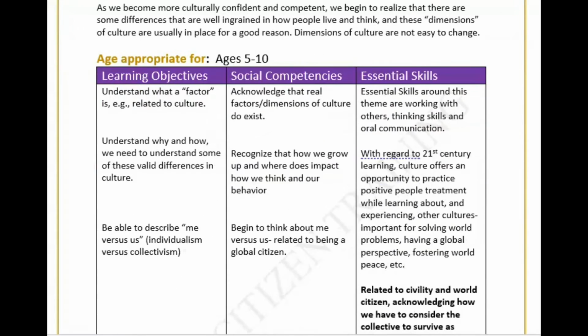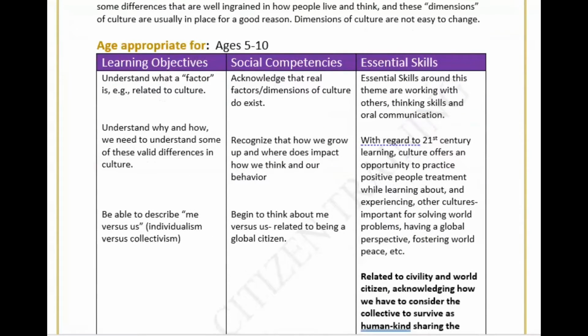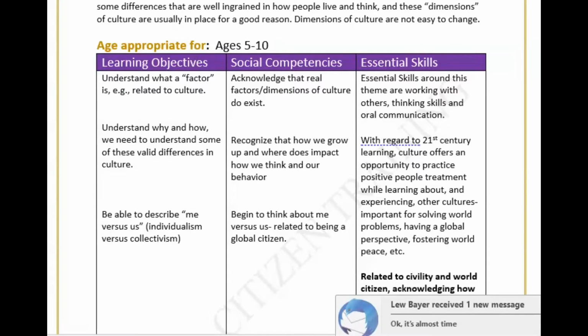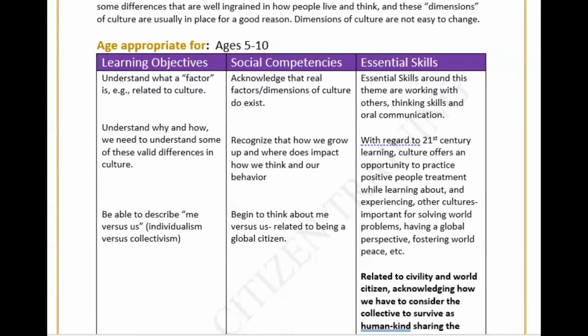Each lesson contains this little grid that shows the learning objectives, and the lessons are for ages 5 to 10. In this lesson, we want children to understand what a factor is related to culture. We use the word factor in place of the word dimension, just because it's a little bit easier for the young people to understand. From a social competency point of view, we want them to understand that there are real factors that exist. We want them to understand how and why some of these are valid differences when we talk about culture. And we want them to be able to describe at least one difference.